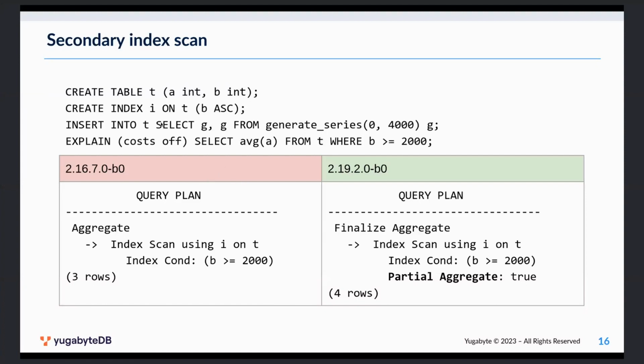So the way we can force a secondary index scan is by having the average on the column that's in the table but not in the index. So B is in the index, but A is in the table and not in the index. That's why we're doing an average of A and a condition on B. Again, you can see partial aggregate to determine if the pushdown is happening.